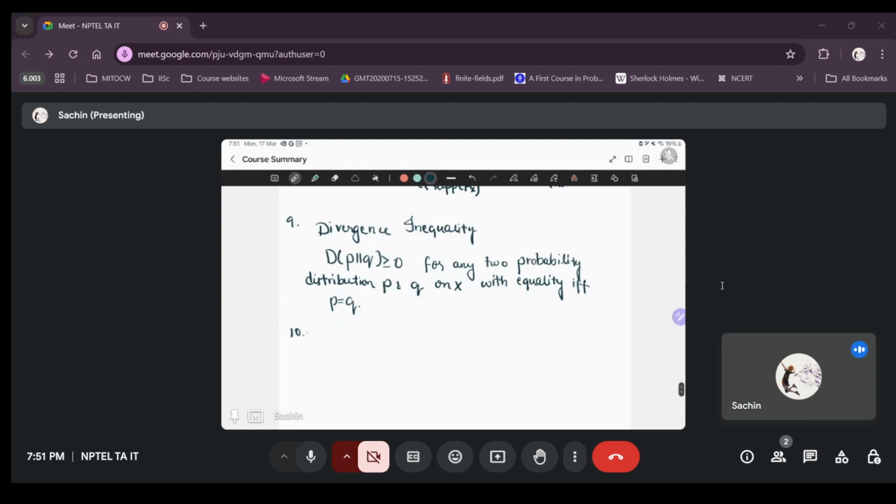Then we have the chain rule. Chain rule for entropy is h of x1, x2, etc. xn is summation h of xi given x1, x2 up to xi minus 1, where i ranges from 1 to n.